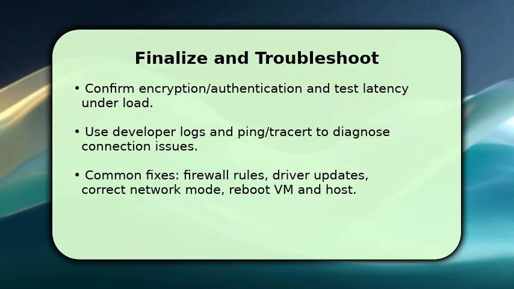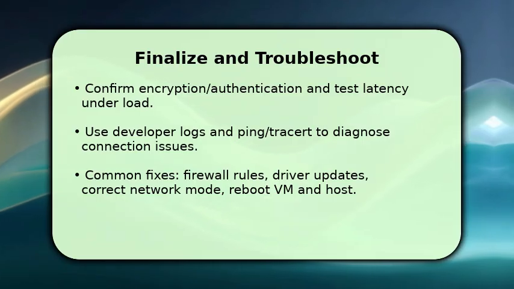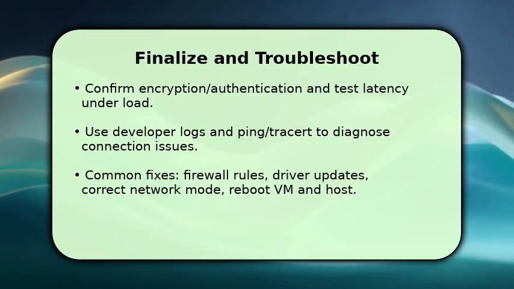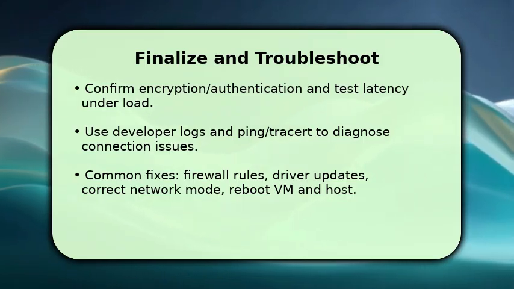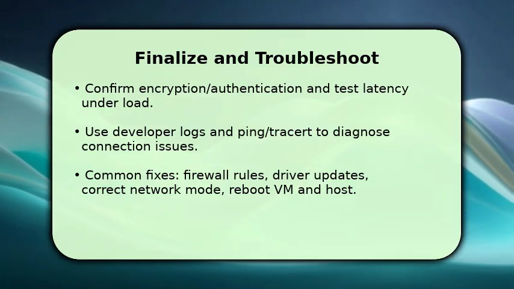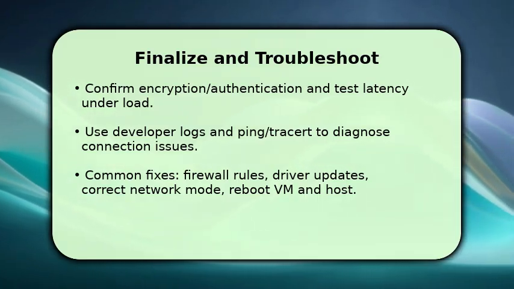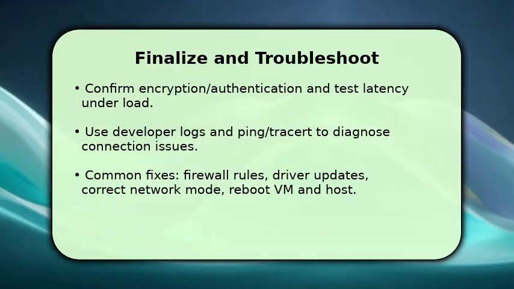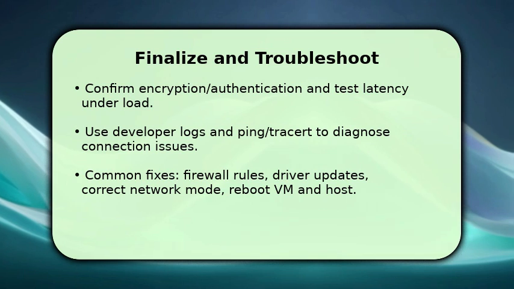If the connection fails or stutters, check logs in the virtual desktop client, then run ping and tracert to the VM IP to isolate network issues. Make sure firewall ports are open, GPU drivers on host and guest are current, and your network uses bridged mode if direct access is required. If problems persist, reboot host and VM and retry.